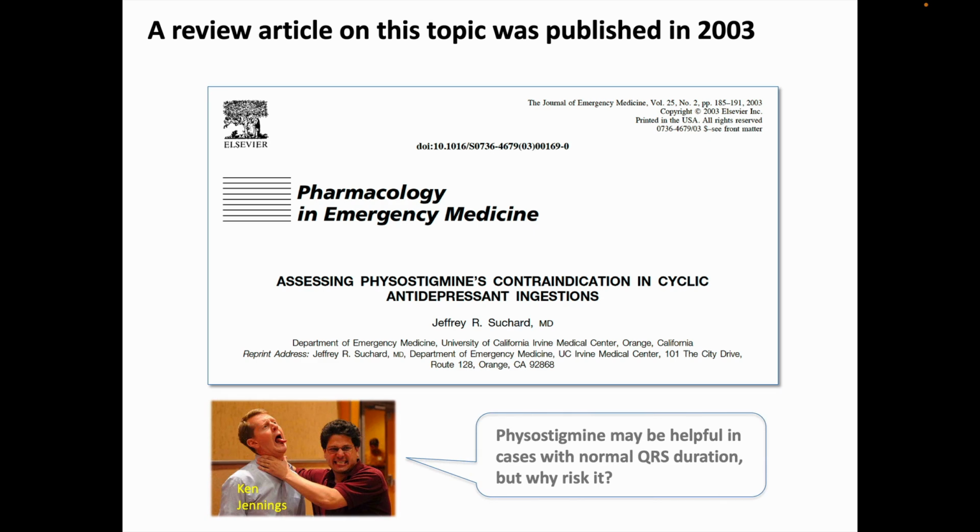To summarize my review article, it appears that reversing an anticholinergic delirium might be done without adverse events, like asystole, in patients who have a normal QRS duration, since those patients are only expressing part of the TCA toxidrome. But why even risk it?